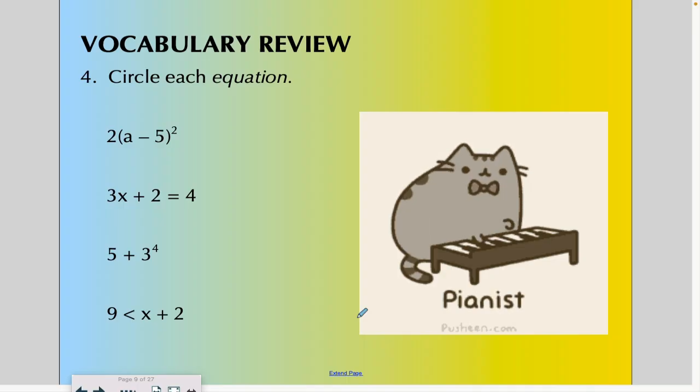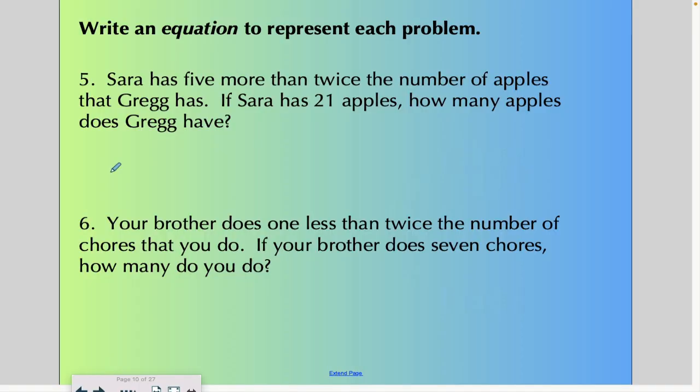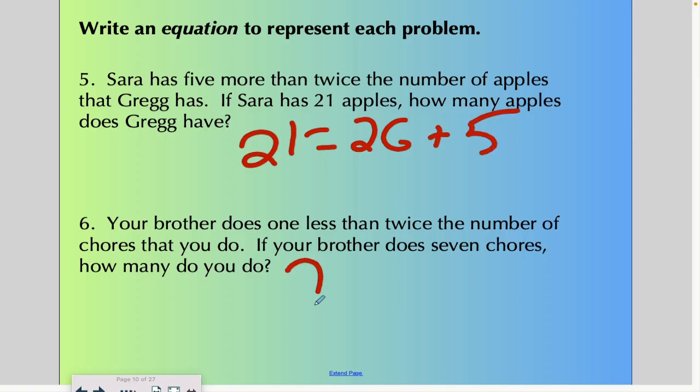Finish up that matching now. You don't have to solve these. All right, finish up that match.